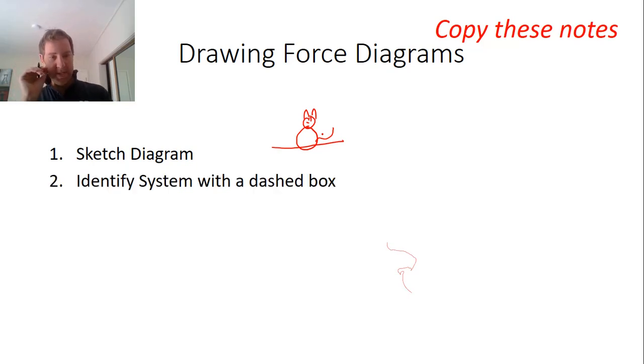The second thing is identify what we call the system. The system is just everything we care about. Now in this case, you're drawing a diagram for the cat, and so what we do is we draw it with a dash box. So I identify my system by drawing a dash box around my cat. So system is the things we care about.